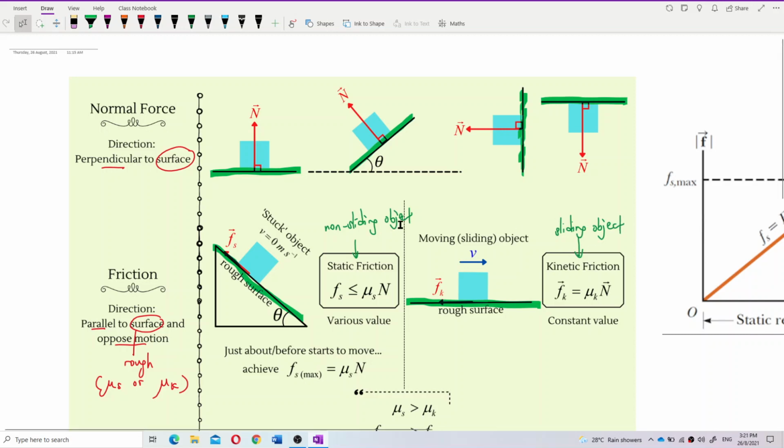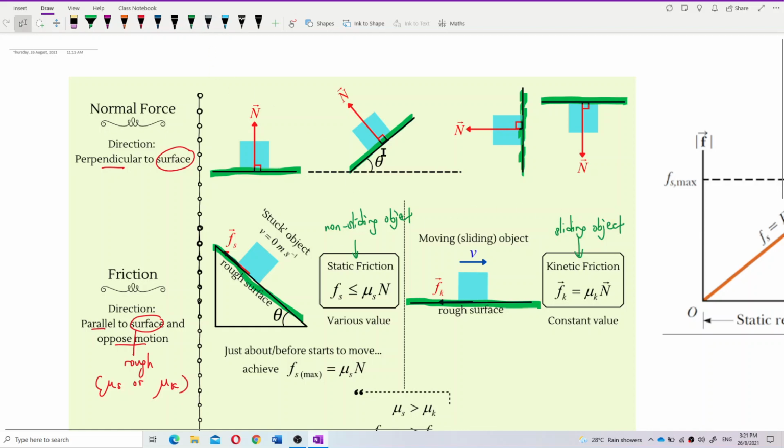So when an object is not sliding yet, it experiences static friction. When an object starts to slide through the surface, we say it experiences kinetic friction. Why don't I use the word moving? Why don't I say non-moving object and moving object? Why do I use the word sliding?